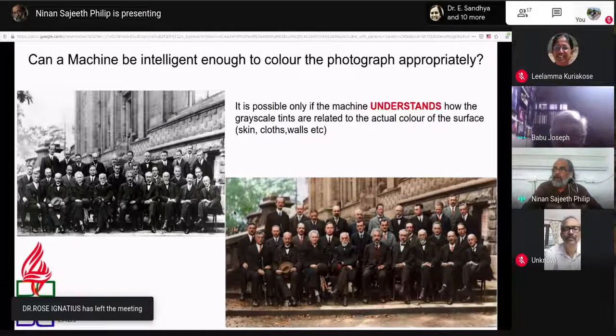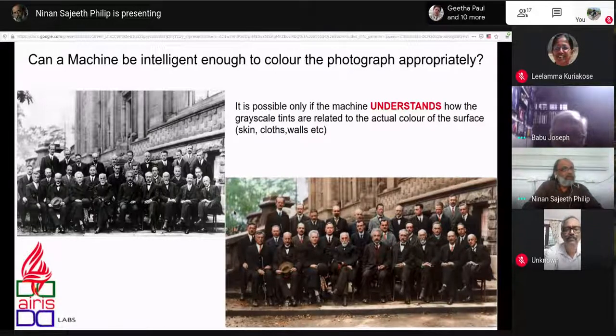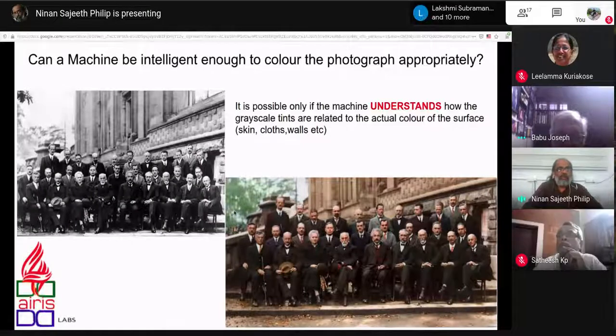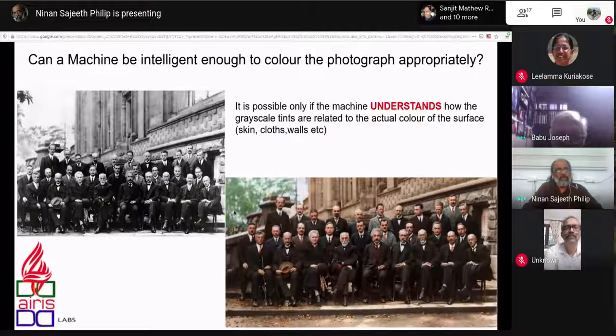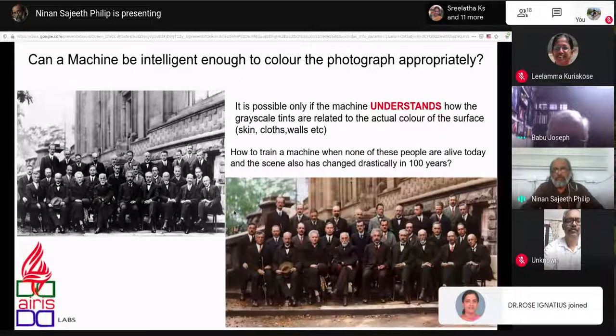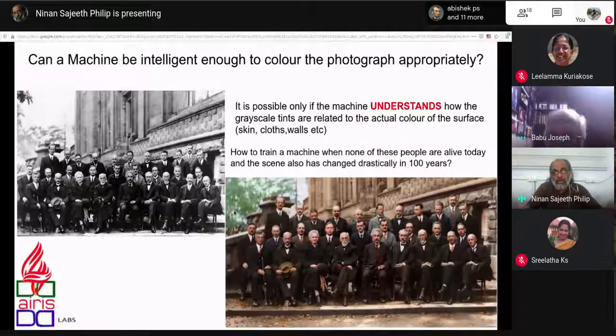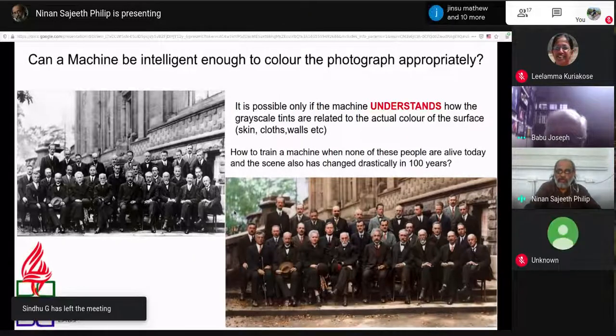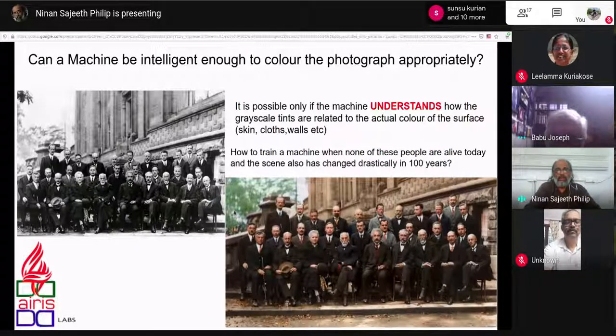And to know where to put the particular color, the machine has to understand how the grayscale tints are related to the actual color of the surface. Maybe it's skin, it's cloth, it's walls, etc. There's an additional problem. If I want to train a machine using the traditional method, I need a training data set. And in this particular case, it is very difficult because none of these people are alive. And the scene has changed over the past 100 years. So it's very difficult to imagine how the painting has to be done by a machine.